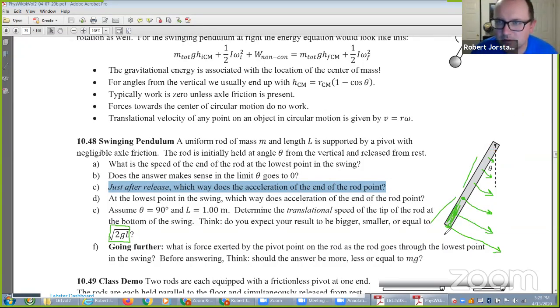Let me go back to see if that addressed that question. Isn't that crazy? Yeah, that's a great way to say it too, Trey. I like it. Look at it from the center of mass perspective. It's trying to fall straight down, and the pivot is trying to prevent it from falling straight down. Good stuff.